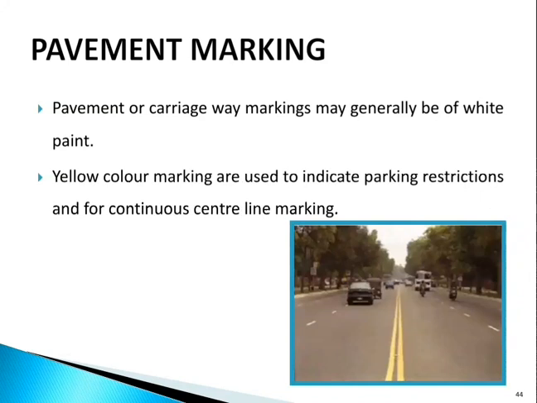Next is pavement marking. Pavement or carriageway markings may generally be of white paint. Yellow color markings are used to indicate parking restrictions and for continuous center line marking. So you can see it in the image.